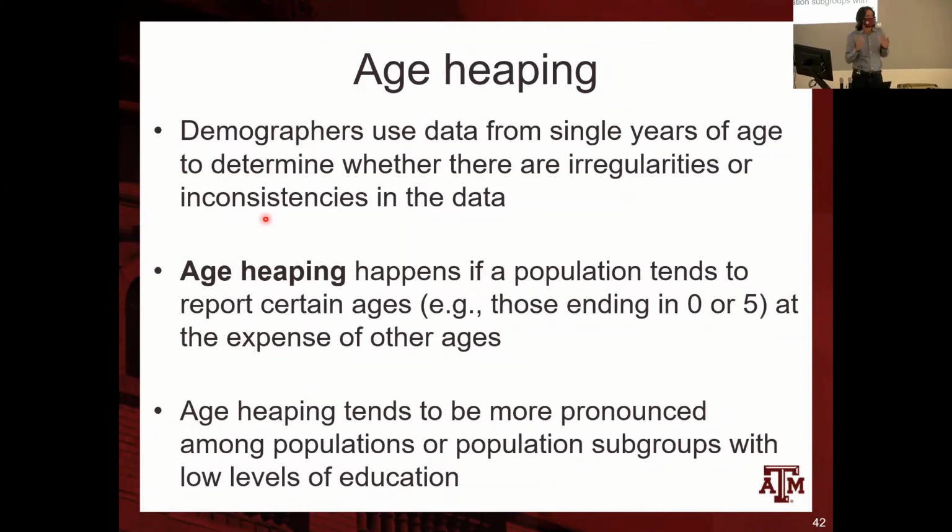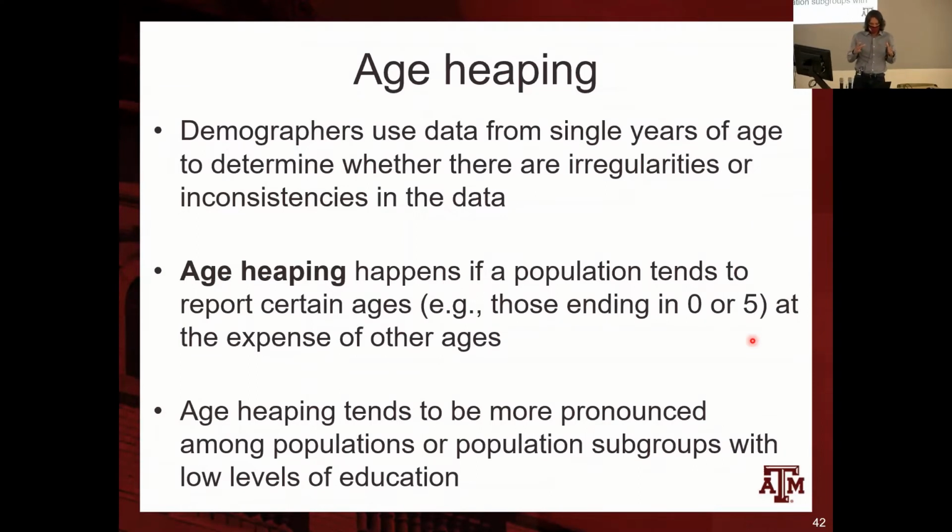What happens a lot in several countries is this issue called age heaping. Age heaping happens if a population tends to report certain ages at the expense of other ages. So if I ask them, oh, what's your age? That person might be 23, 24, 22 years old, but the person just reports, oh, I'm 25. Or someone might be 17, and that person reports, oh, I'm 15. Just round it up to a number ending in 0 or 5 because it's easier to remember. They just round it up when they report it to the interviewer.